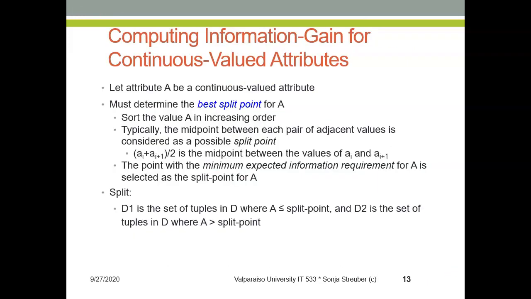So far, we've used categorical attributes in order to calculate our information gain. This can also be done for continuous valued attributes. For continuous valued attributes, we typically use the midpoint between each pair of adjacent values as the possible split point. So we are looking for the midpoint between the values of Ai and Ai plus 1. And then we look for the point with the minimum expected information requirement, and that becomes the split point.